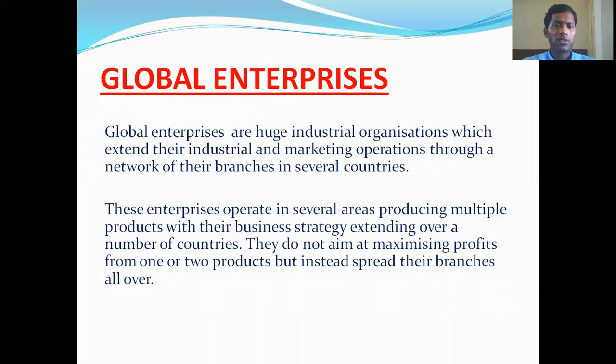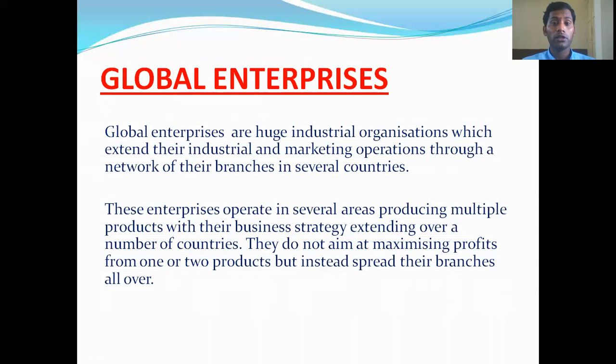You might have observed some companies restricted only to the state. Some companies are good companies, but they are restricted to one country. Other good companies have their operations only in two or three countries. But look at some other companies. They have their operational activity in more than 50 to 100 countries or more.